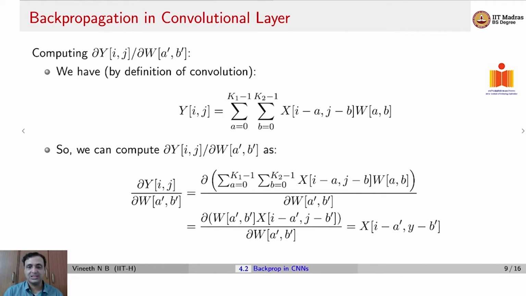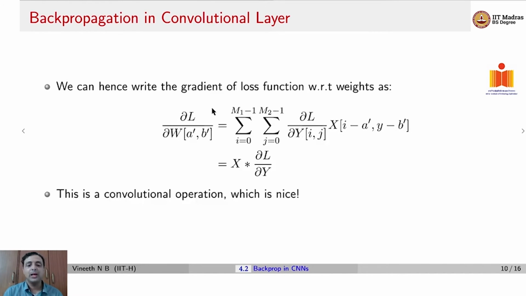Let's see how to use this. Let's plug this back in. We now have ∂L/∂W at a', b' equal to summation over all the pixels in Y of ∂L/∂Y for every pixel in Y, times the second term which we just computed on the previous slide, which turns out to be X at i minus a', j minus b'. Look carefully. This is now the convolution of X and ∂L/∂Y, which is beautiful.